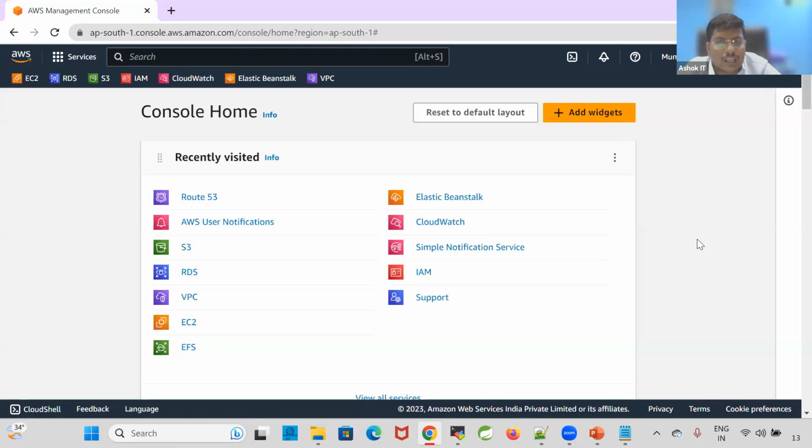After 1 year, you can create one more account with a new email ID. After 1 year, you can create one more account for practice. Are you guys clear with this?